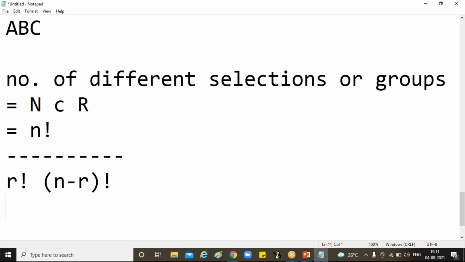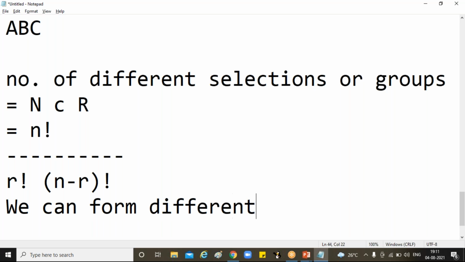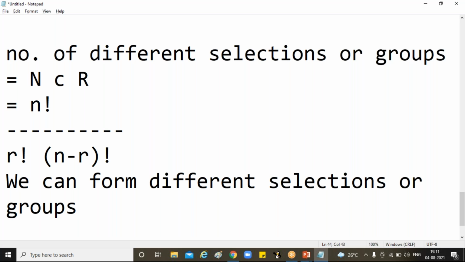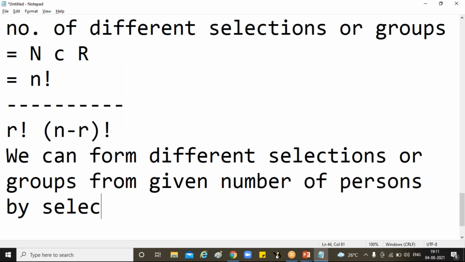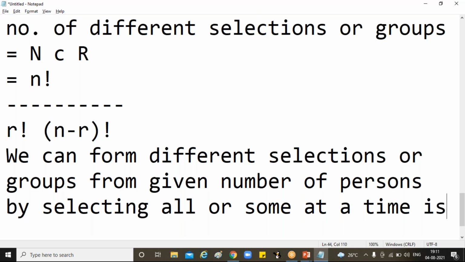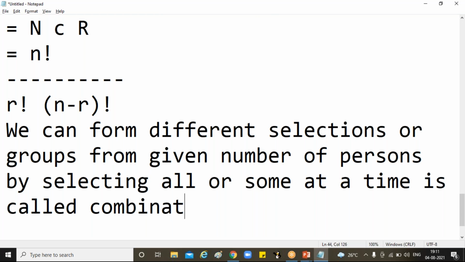Write down. We can form different selections or groups from given number of persons by selecting all or some at a time is called combination.